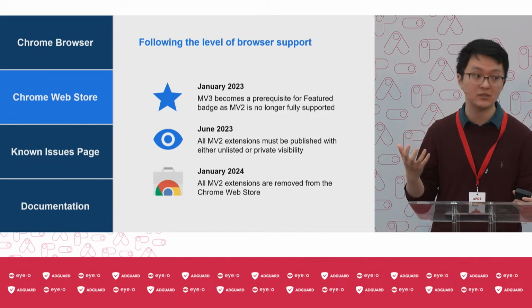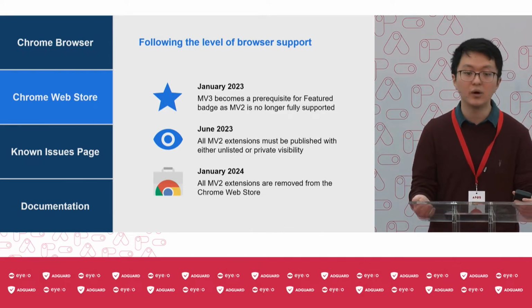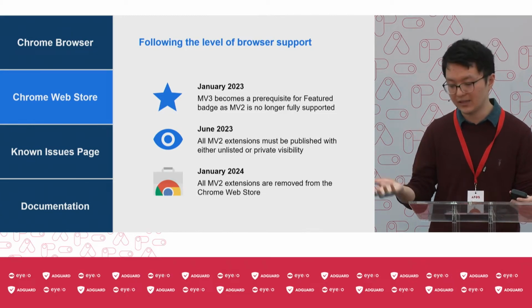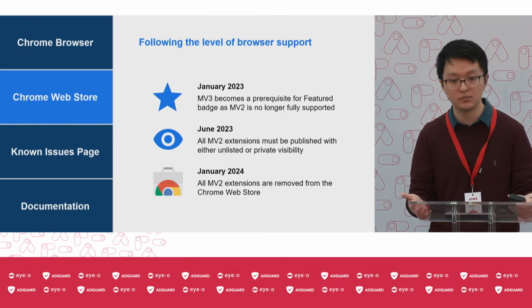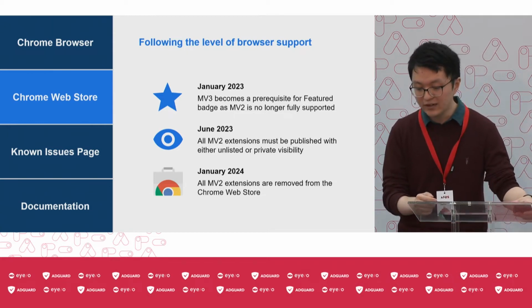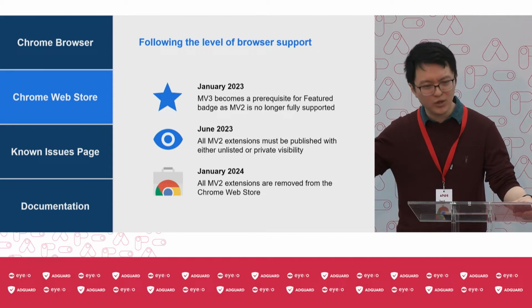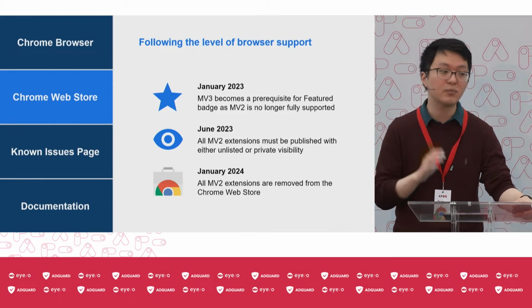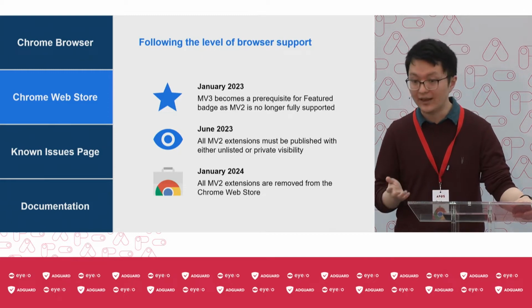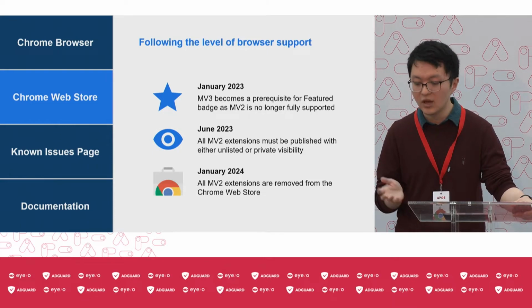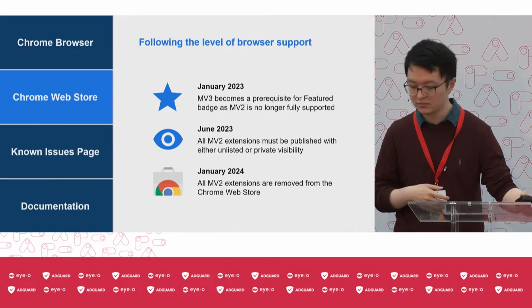If it's unlisted, people can still access it via a direct link, but we're not going to promote it as much. It's not going to be as visible in the Chrome Web Store as they might be today. And then finally, in January 2024, that's where it gets a little bit fuzzy, but around that time, when the enterprise policies expire, and nobody is able to run Manifest v2 extensions, then we will remove them from the Chrome Web Store.